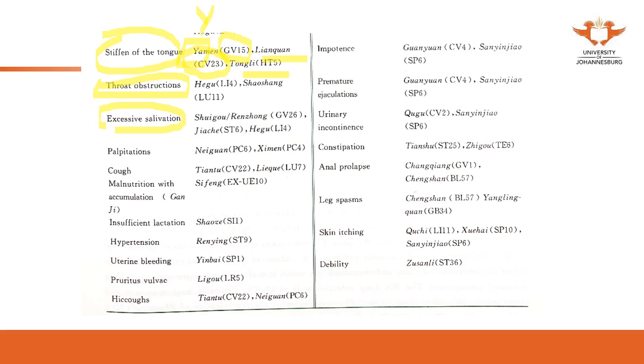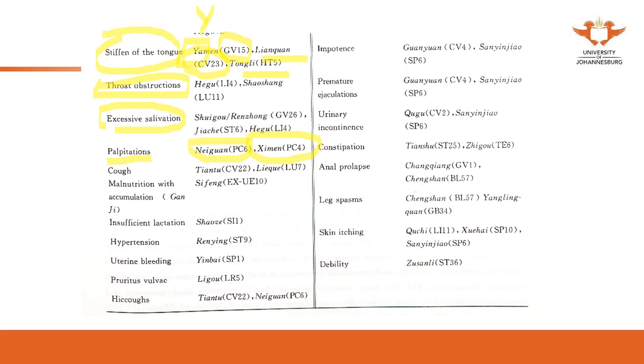Palpitations is something related to the heart. Pericardium 6, again we mentioned pericardium 6. Pericardium 4, this is another cleft point of the pericardium. So for something related to the heart, we can either focus on the heart or pericardium. But from the theory, the heart and the pericardium are always together. That's also when we introduce the functions of the pericardium, we also use it as the appendix of the heart.